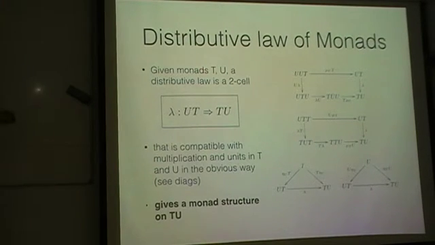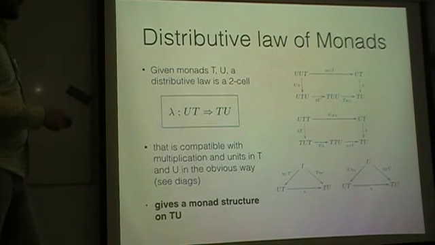So given monads T and U, a distributive law is a two-cell of the type UT to TU that's compatible with multiplication and units in T and U in the obvious way. And when I say in the obvious way, I mean these are the diagrams you'd write down if you started writing down diagrams, right?